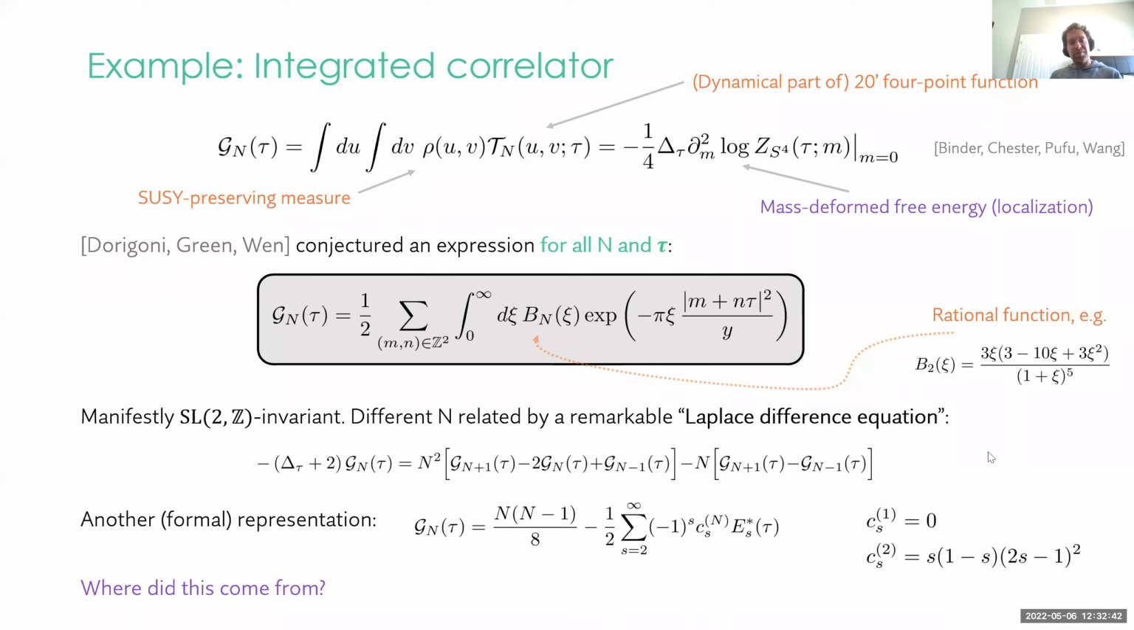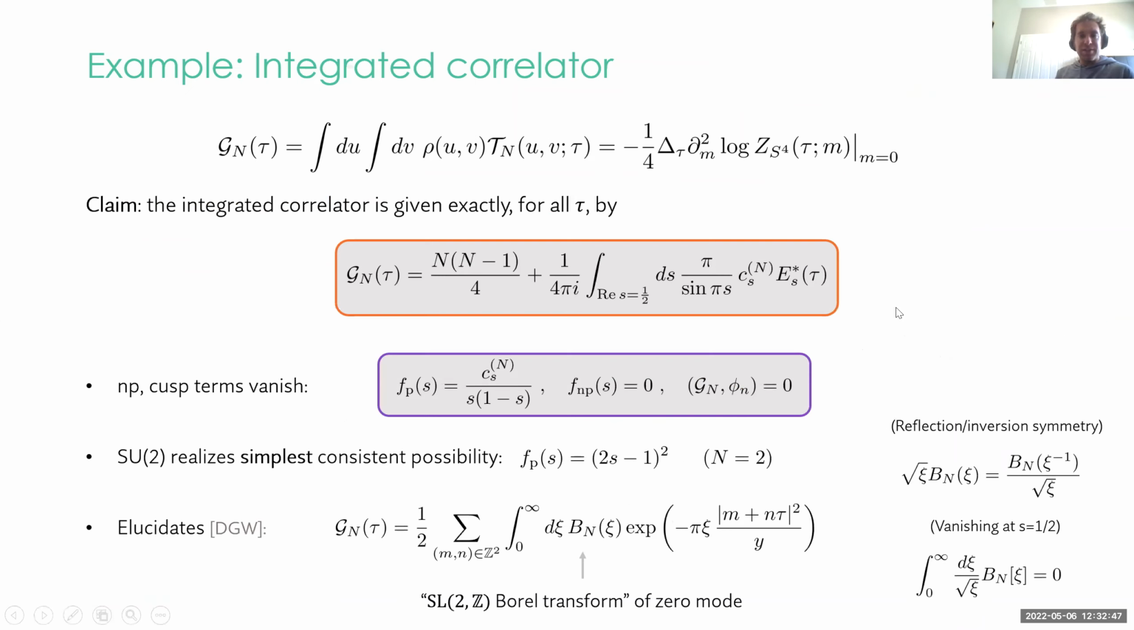So motivated to try to explain where this formula comes from, we studied this in the spectral decomposition. And the claim is that it takes an extremely simple form in that language. Okay, so there's this first constant term, there's an Eisenstein part, and that's it. And the overlap for the Eisenstein part is just these same polynomials, C_s(N), that I introduced in the previous slide. So for SU(2), this was s(1-s) times (2s-1) squared. And higher N can be obtained by recursion.